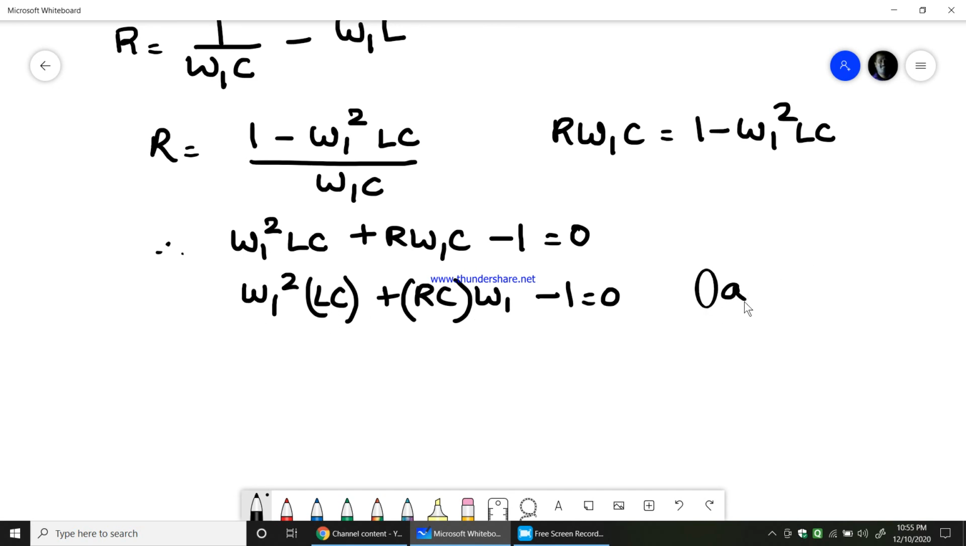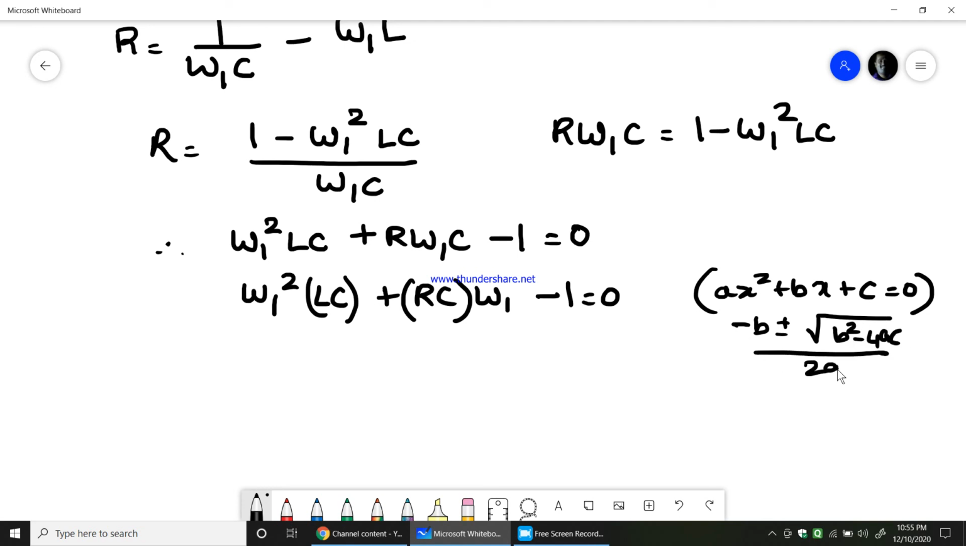It is in the format of a quadratic equation, ax square plus bx plus c equals 0. We know the solution for this form is minus b plus or minus root of b square minus 4ac, divided by 2a. This is the formula we use to find the roots x1, x2. In a similar way we will find the root for this. In the place of a we see LC, in the place of b we see RC, and in the place of c we have minus 1.